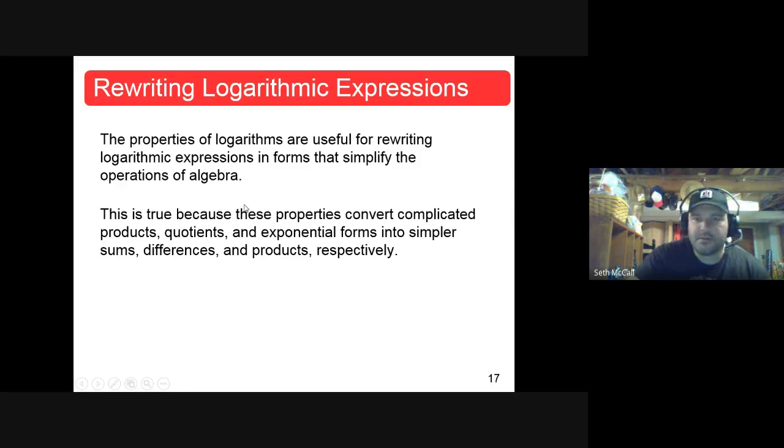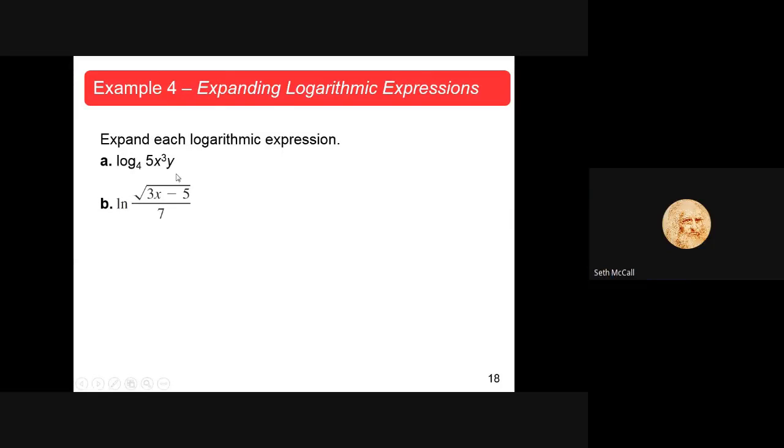It says the properties of logarithms are useful for rewriting logarithmic expressions in forms that simplify the operation of algebra. This is true because these properties convert complicated products, quotients, and exponential forms into simpler sums, differences, and products, respectively. So I'm going to show you how to take a log expression and expand it using those log properties. Now, you can also, and will be asked to, do the exact opposite. I'm going to eventually give you log expressions where you'll have to condense them down into a more compact expression as well. And those, again, are just using those log properties.